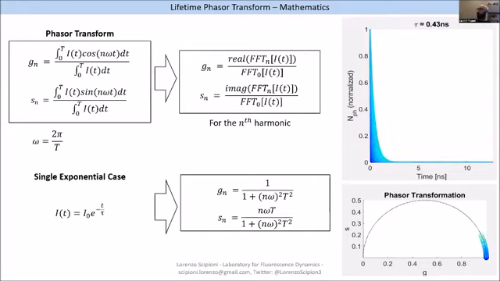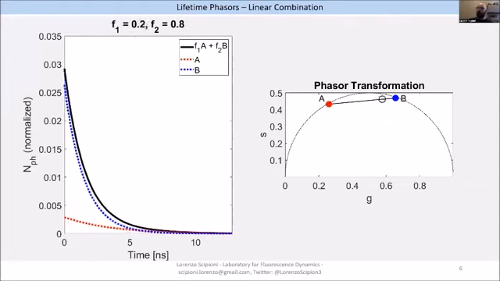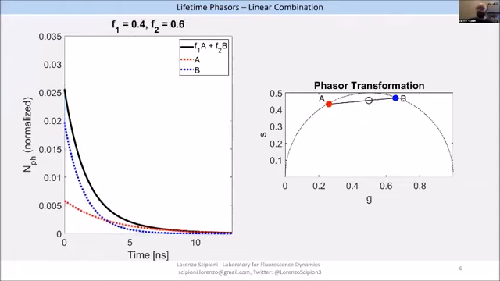You can literally color code according to the position along this circle, and you'll have just one lifetime image. And you can sort of see, oh yes, we have one population, two population, three population, combinations, and so on. So speaking of combinations, what happens when you have a combination of two lifetimes?